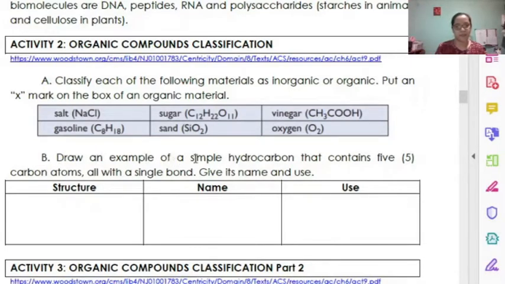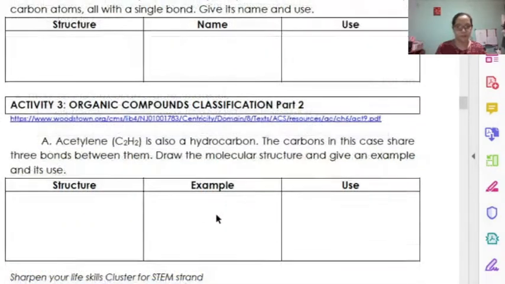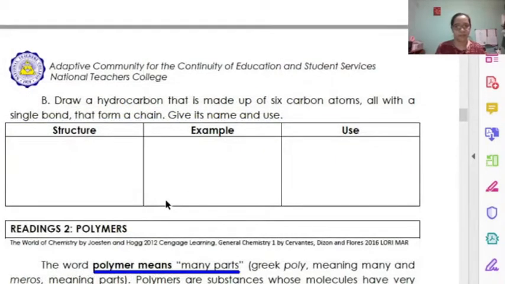Draw an example of a simple hydrocarbon that contains 5 carbon atoms, all with a single bond. Give its name and use. For activity 3, you have to follow the instruction for letter A. So this time, the carbons share 3 bonds between them. Draw the molecular structure and give an example of its use. Same with letter B. Follow the instructions on how you will draw the structure.